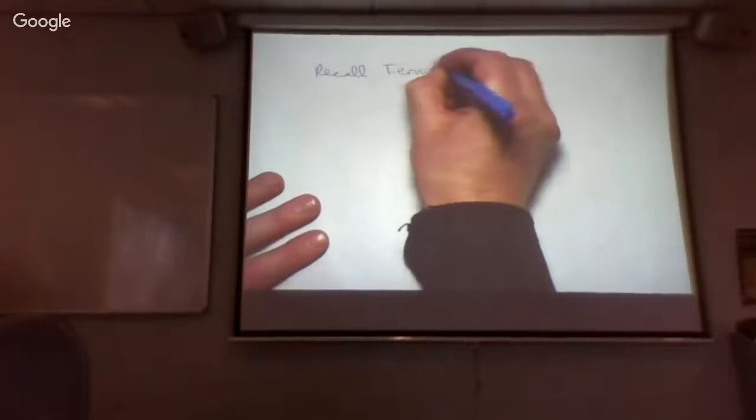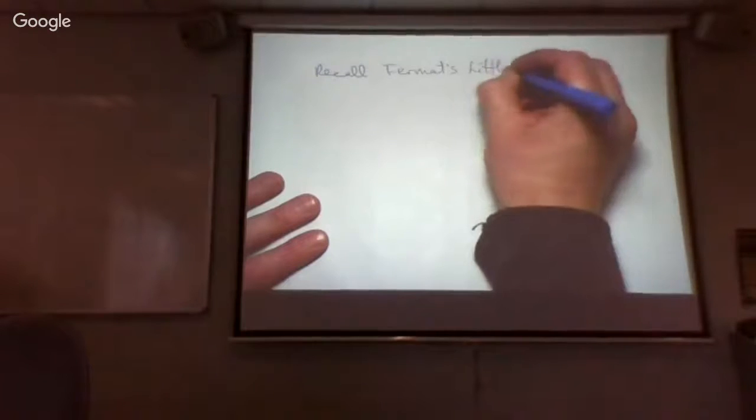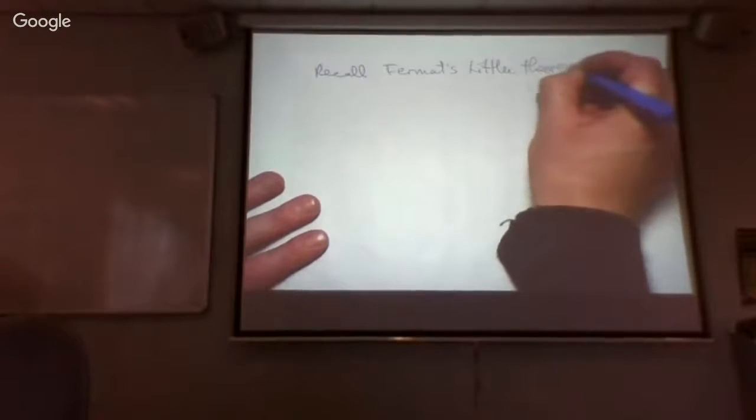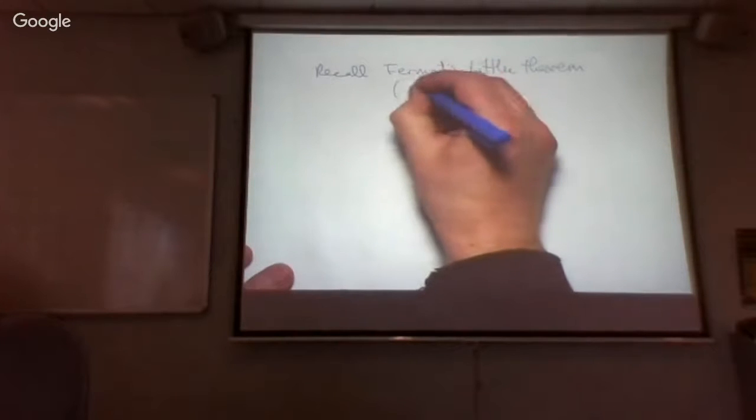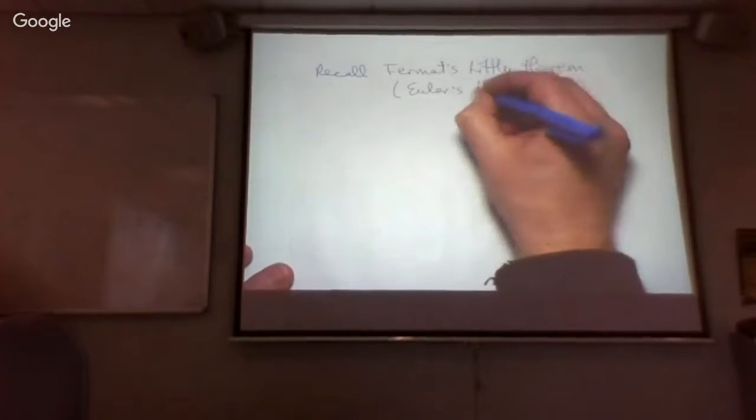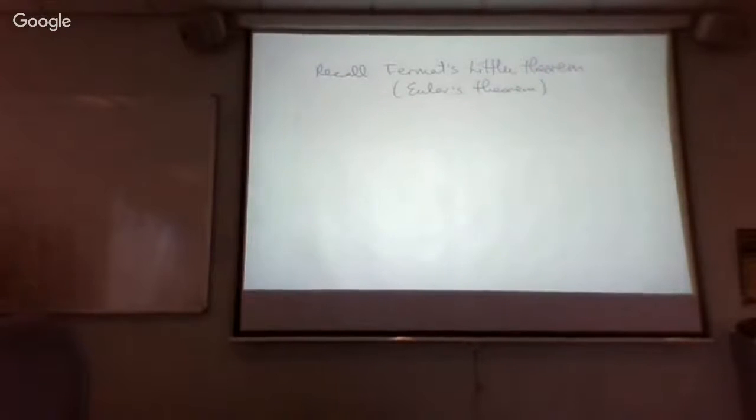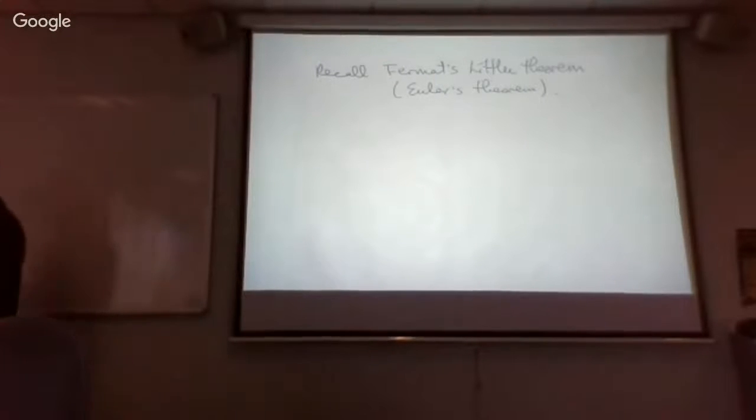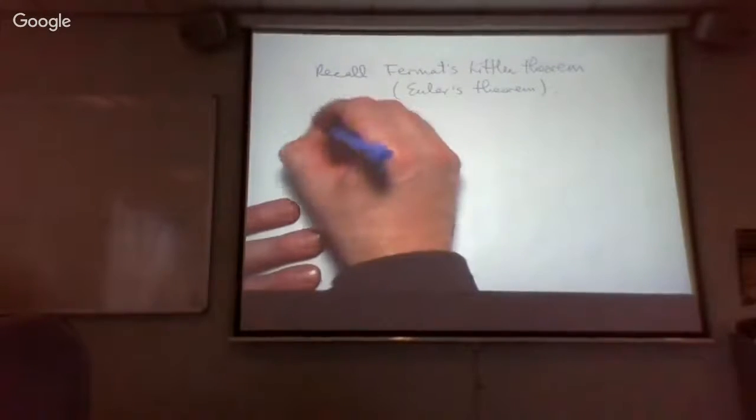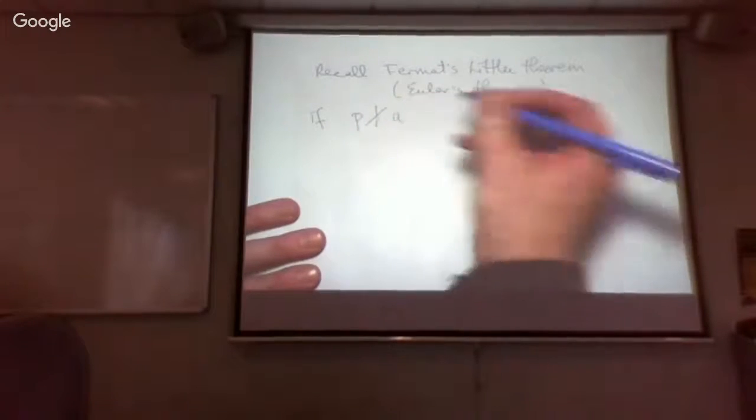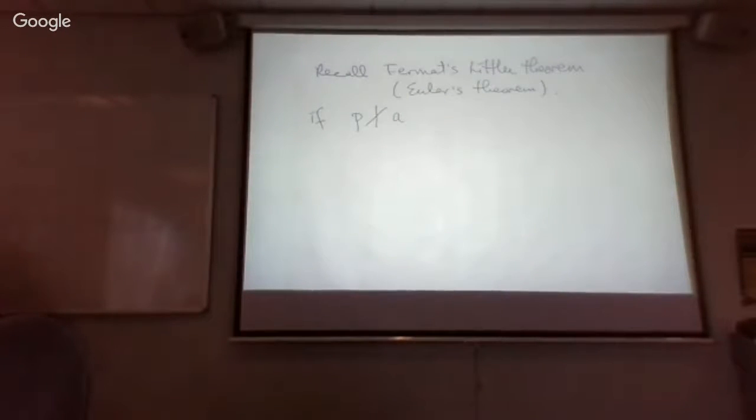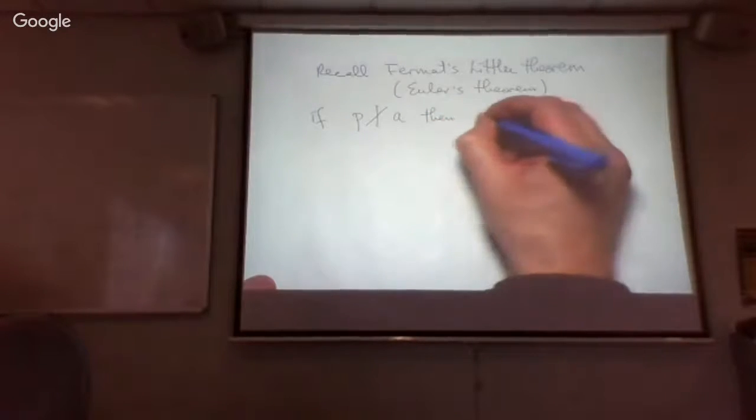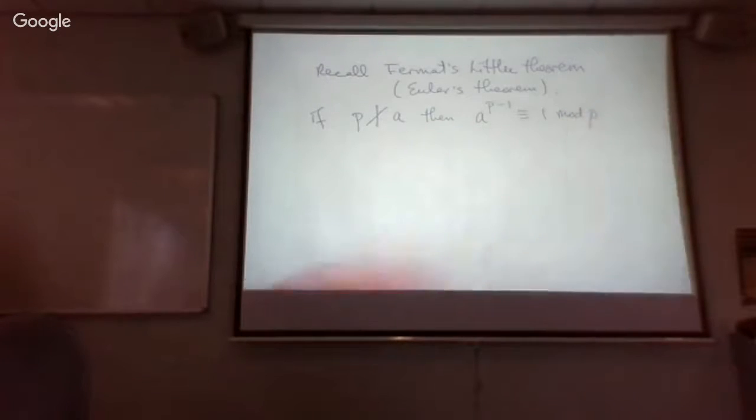Now this builds on something we already know about. We'll recall Fermat's little theorem, which we also referred to as Euler's theorem. I think John refers to it as Fermat's theorem. I referred to the generalization of it as Euler's theorem. But this says that if a prime number p does not divide the number a, then a to the power p minus 1 is always congruent to 1 modulo p.